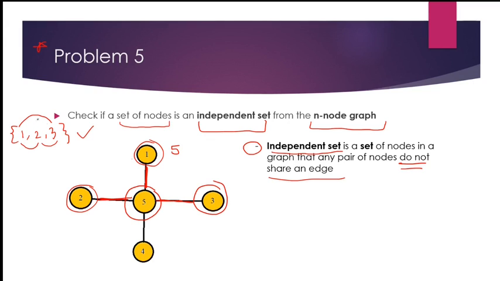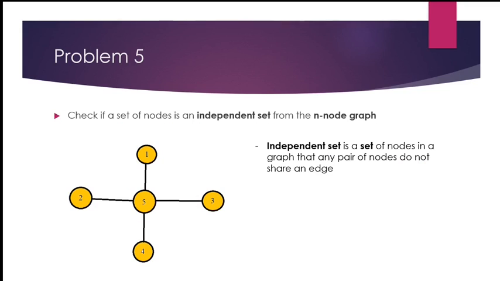So after checking all the possible pairs of nodes, I didn't see any common edge between them. Therefore, this is an independent set. So now, before solving this problem, let's create the largest set that you can generate from this graph, which is 1, 2, 3, 4, 5. And this is valid because it contains all the nodes from this graph.